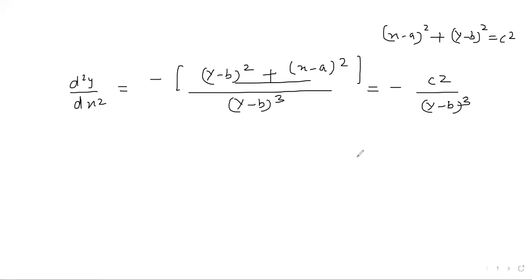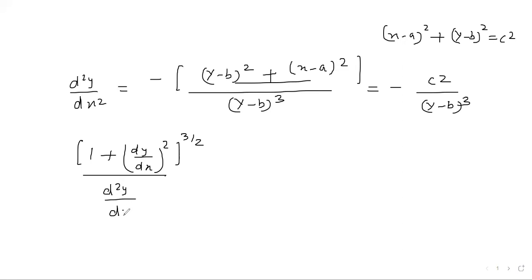Now let's consider what is to be proved. So we have to prove (1 plus (dy by dx) whole square) whole power 3 by 2 divided by d2y by dx2 is independent of a and b. So we have got the value of d2y by dx2 as minus c square divided by (y minus b) whole cube. Now we have to find out the value of the numerator. So let's consider it separately.